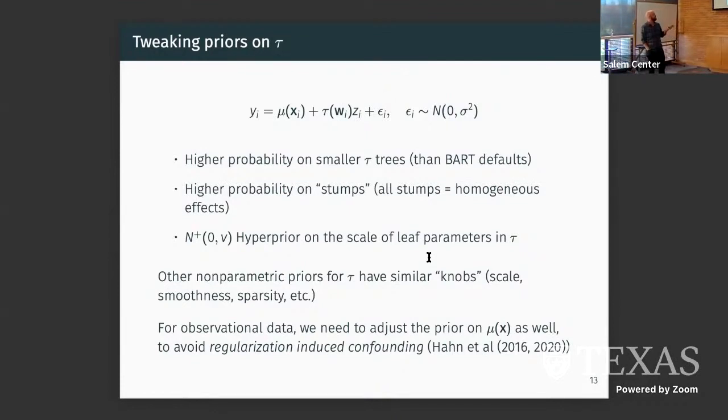The point here is really just to make sure that we parameterize our model so that we have the ability to do so, right? And then you can use whatever prior you like. I would recommend the BART priors on mu and tau. They seem to work really well.